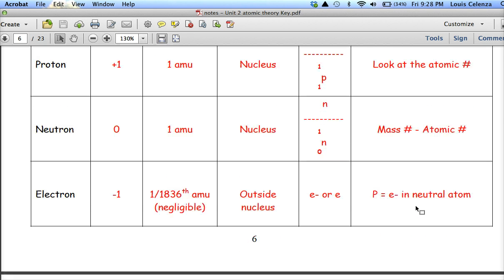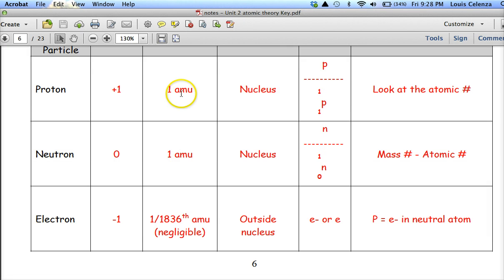The third subatomic particle is the electron. It is outside of the nucleus, so it is not a nucleon. It has a negative 1 charge, and notice the word under mass is negligible, which basically means electrons have virtually no mass. So when we find the mass of an atom, we add up the protons and the neutrons. We do not include the electrons.